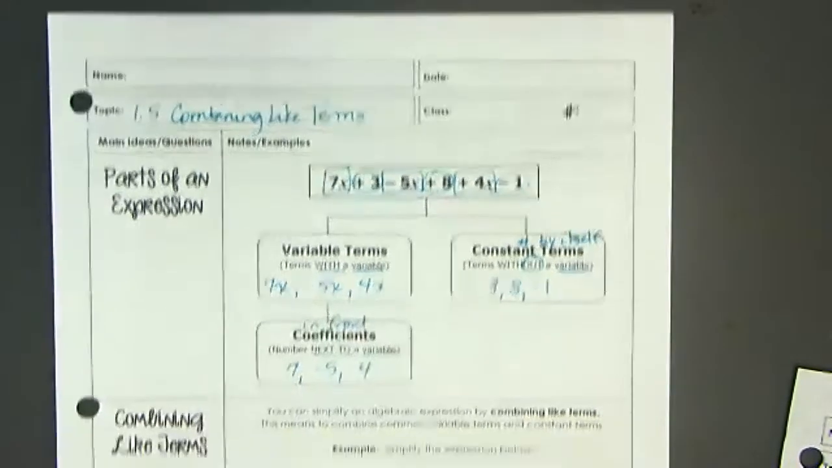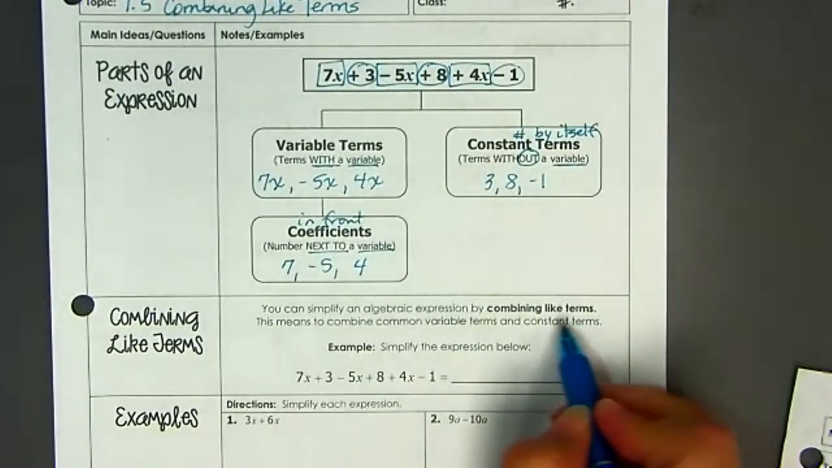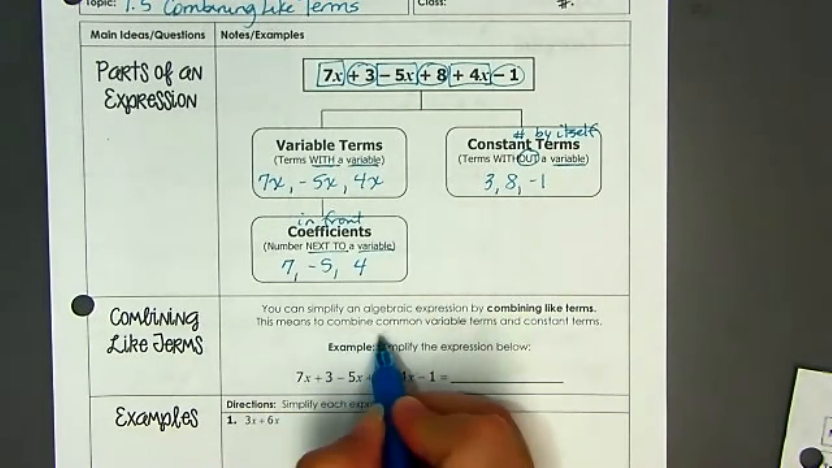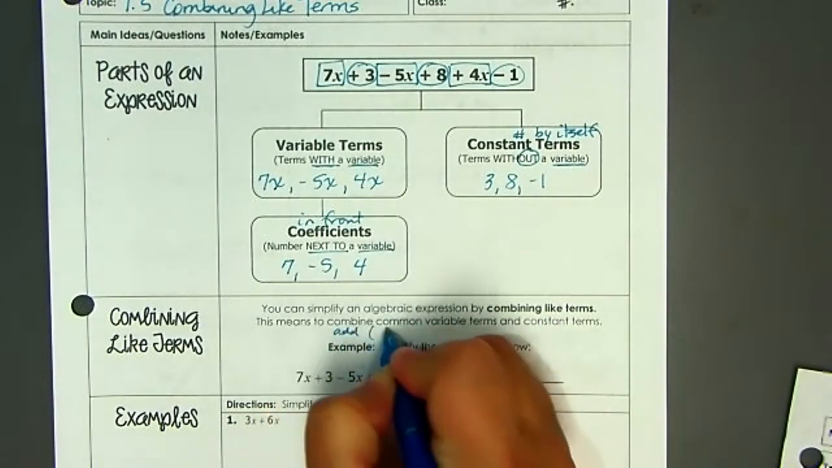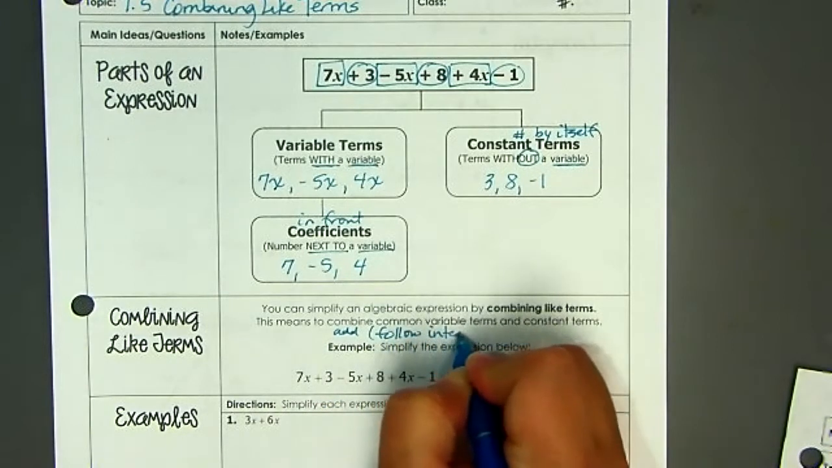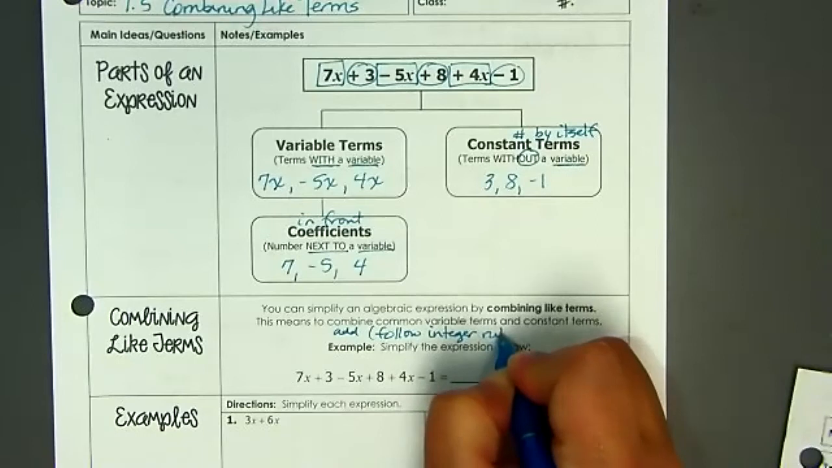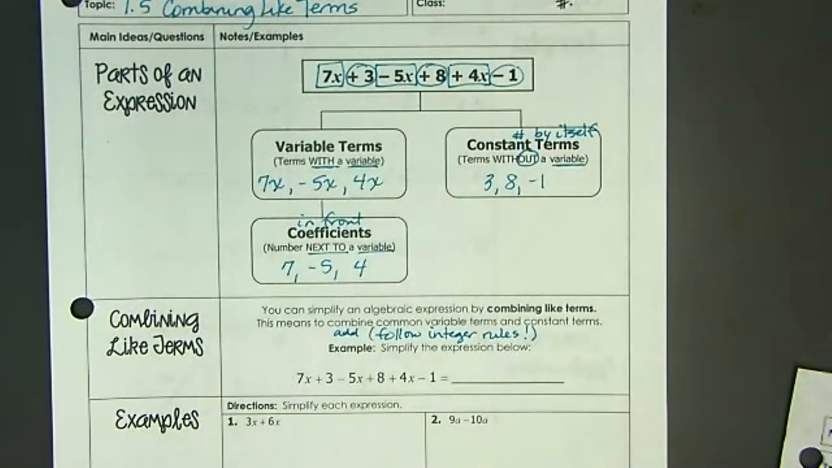All right, so if we're combining the like terms, you can simplify an algebraic expression by combining. This means to combine. That means I'm going to add. Make sure you follow integer rules. You got to make sure you follow the integer rules when you're adding them together or combining them together.